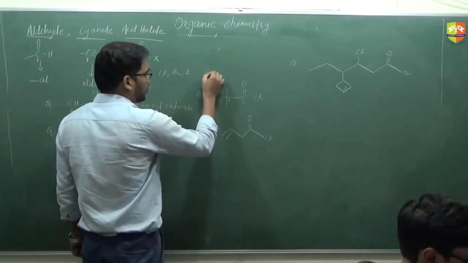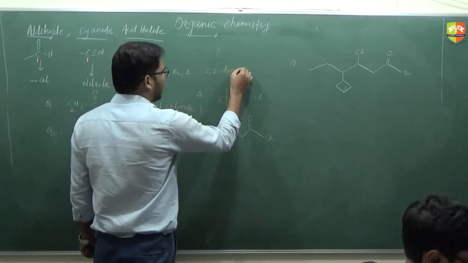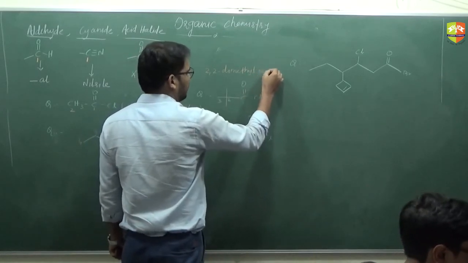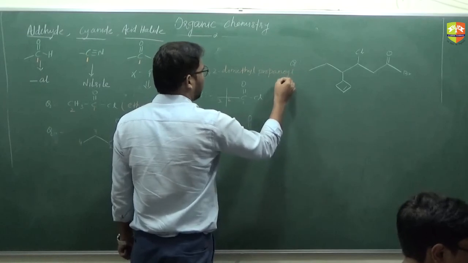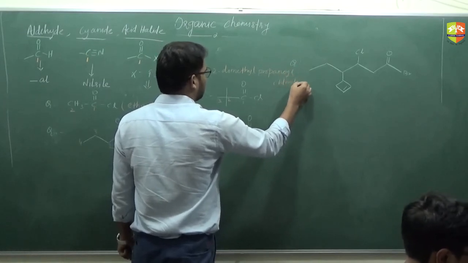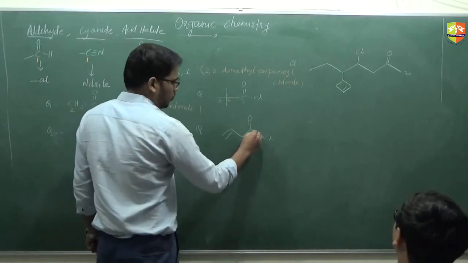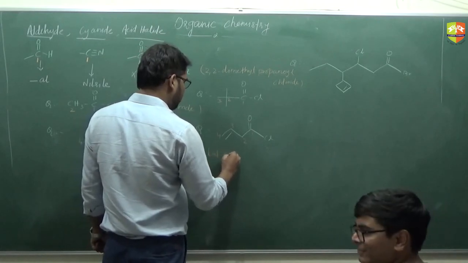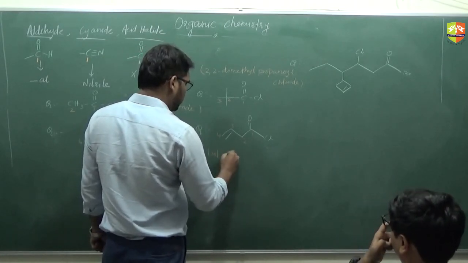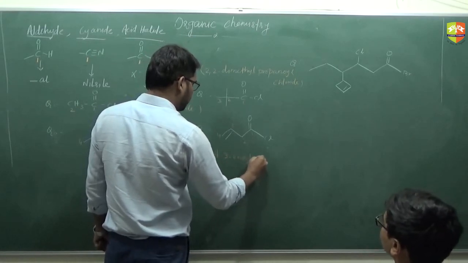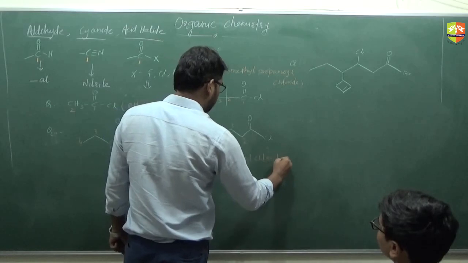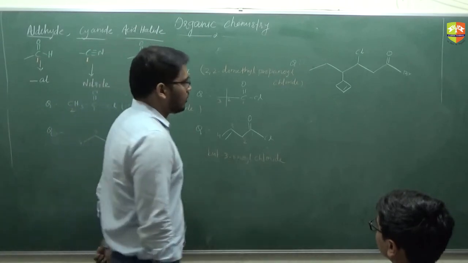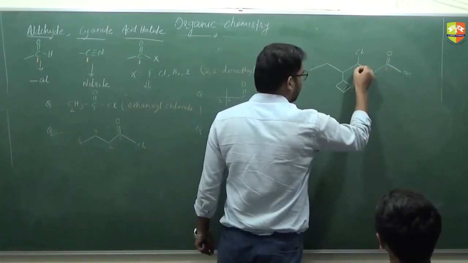1, 2, 3. 2,2-dimethyl ethanoyl chloride. Propanoyl chloride. 1, 2, 3, 4. It is butanoyl. Butenoyl chloride, or we can also write but-3-enoyl chloride. So you separate the oyl and chloride.